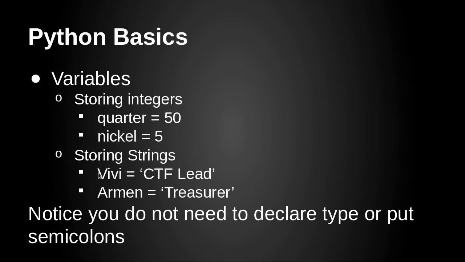Okay, that's pretty good. So I know you guys are taking Java right now. You probably have to put something like string quarter equals something. So in Python, you don't have to do that. It already assumes things for you.